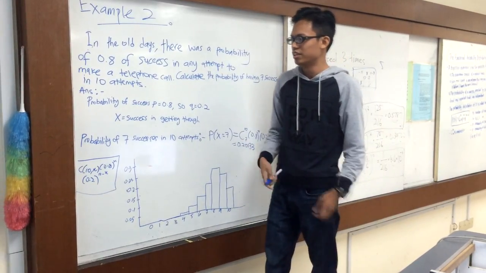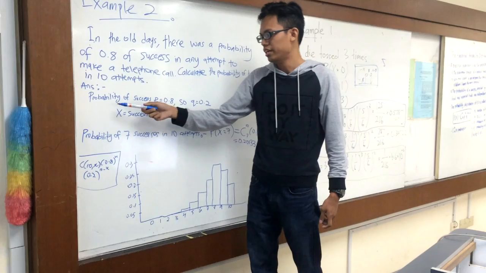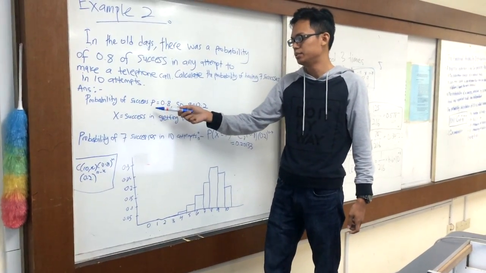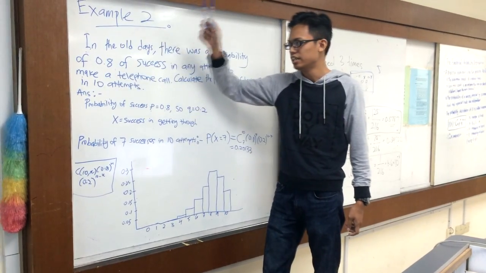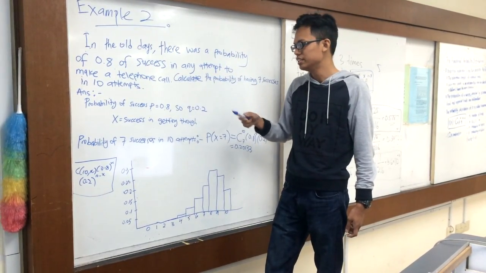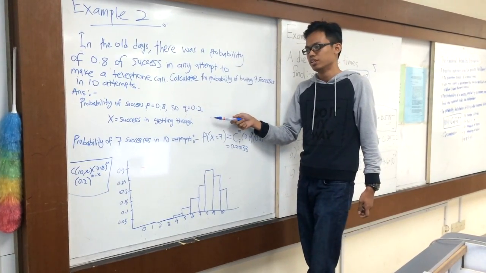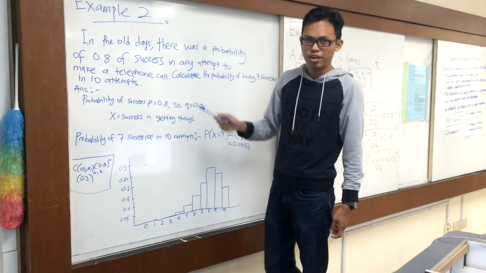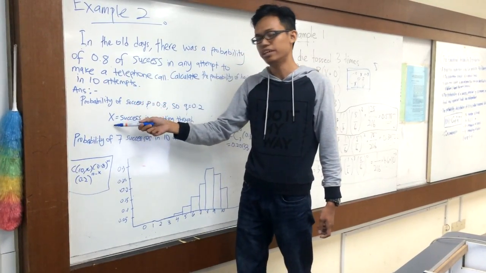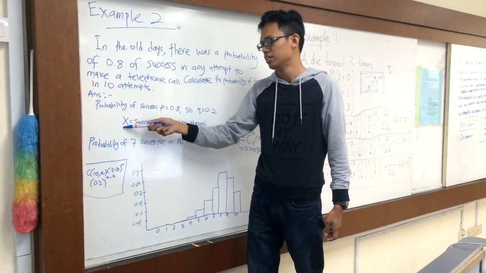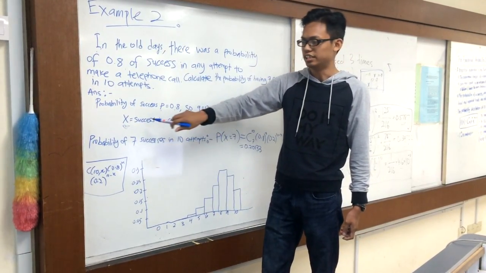So we can say the probability of success P is 0.8, and the remaining probability of failure Q is 0.2, to make up 1. X here denotes the number of successes in getting through.